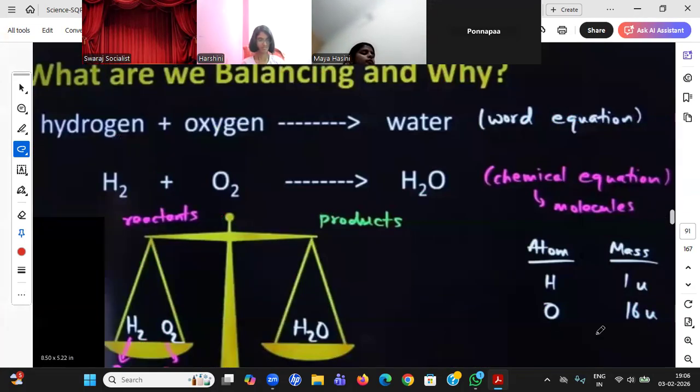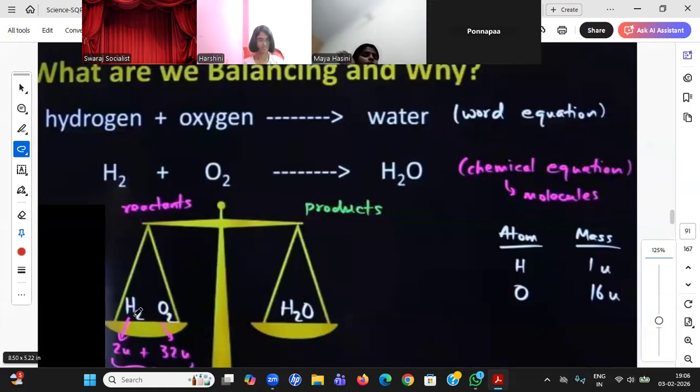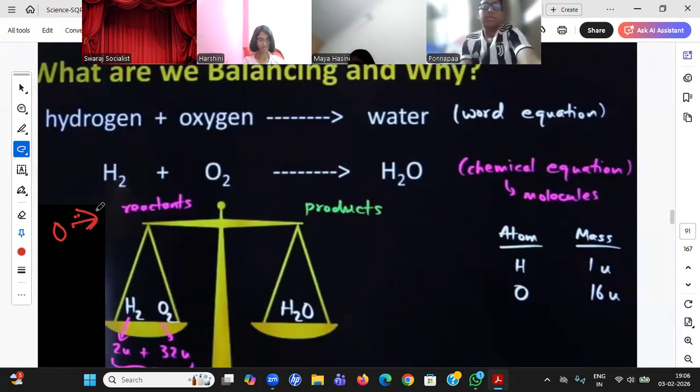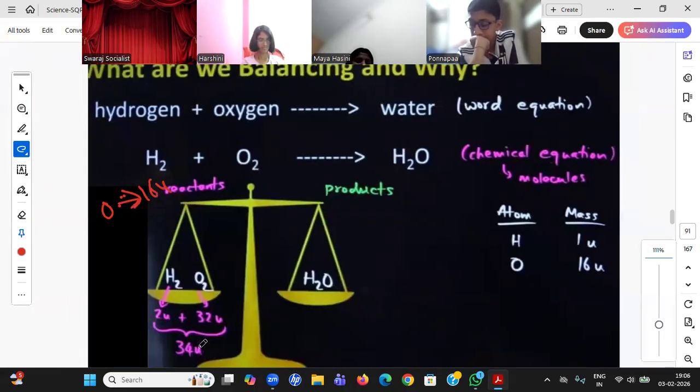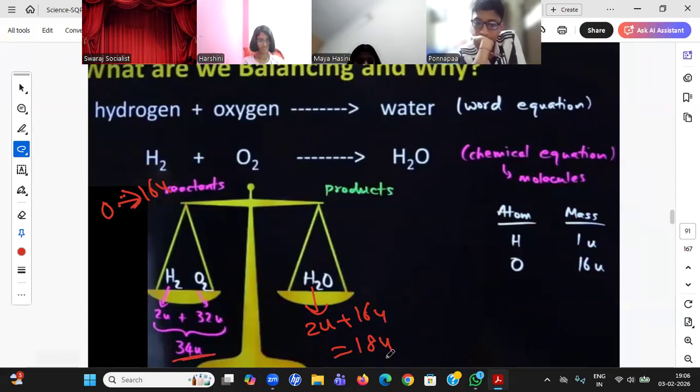So how many hydrogens? Obviously, sir, H2, 2 hydrogens, 2 units. Oxygen, 1 oxygen is 16 units, so 2 oxygen means 32 units. So how much is the left side weight, student? 34 units. Let me go with the right side. Hydrogen, 2 units, 2 hydrogens. Oxygen, 16 units. 18 units only. Is it balanced? No, the mass is not balanced.